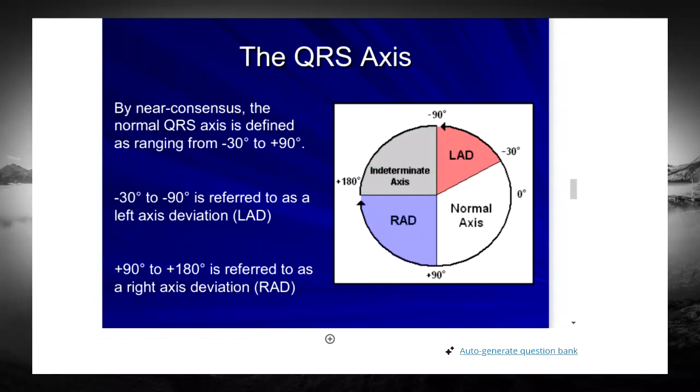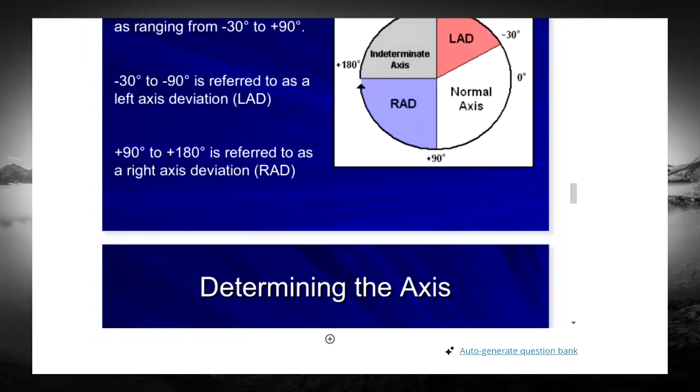So the QRS axis, we said before, the normal axis, you can see where that is. We have our right axis deviation in this area here. I keep doing it. Normal axis here, right axis deviation is here. Left axis deviation will be up in this direction, and our indeterminate axis will be this way. Remember, going back towards where AVR is. And you can see negative 30 to negative 90 is left axis deviation, positive 90 to 180 is right axis deviation.